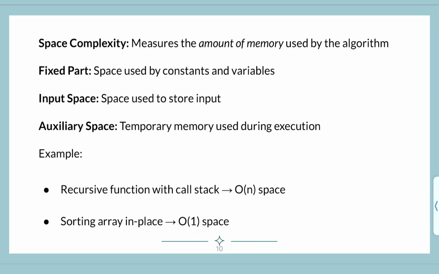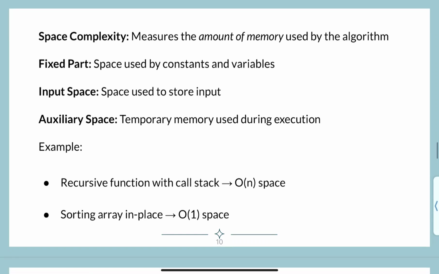So that is very simple, that you can see. I've included 2 examples here. A recursive function with a call stack would require big O n of space, and sorting an array in place would require big O 1 of space. So when we see different data structures, we would be studying the space complexities with them alongside. Right now it is enough if you just know the theory, right?